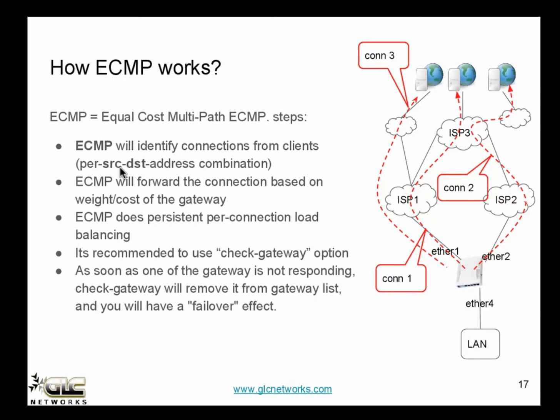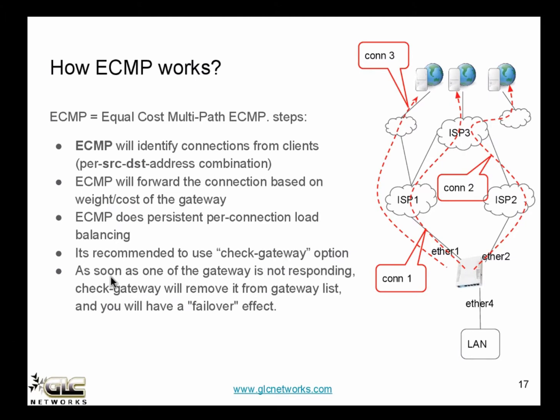Yeah, one pair means one connection. So ECMP will forward the connection based on the weight or cost of the gateway, and ECMP does persistent per-connection load balancing, based on the weight or cost, as was said previously. It is recommended to use the check gateway option for checking whether the gateway is live or not.